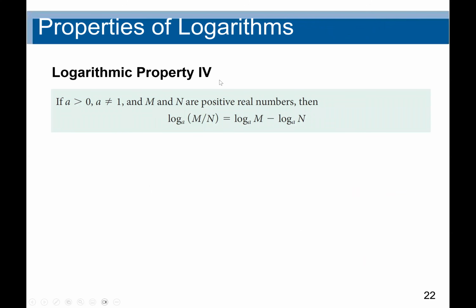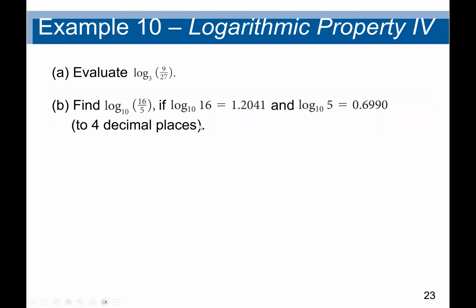So next will be our 4th log property. Now here we say if we have log m divided by n, then it will be log m minus log n. So let's see an example. Log base 3 of 9 by 27. I can choose any base, but most of the time we're going to choose natural base or base 10, because those 2 can be used. We can get their values in the calculator.